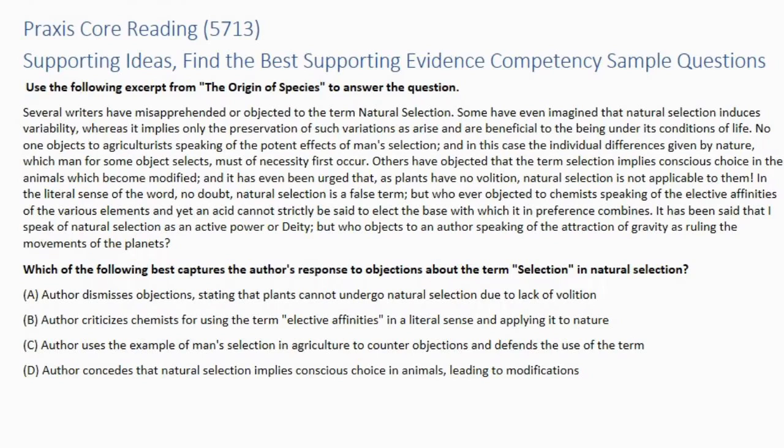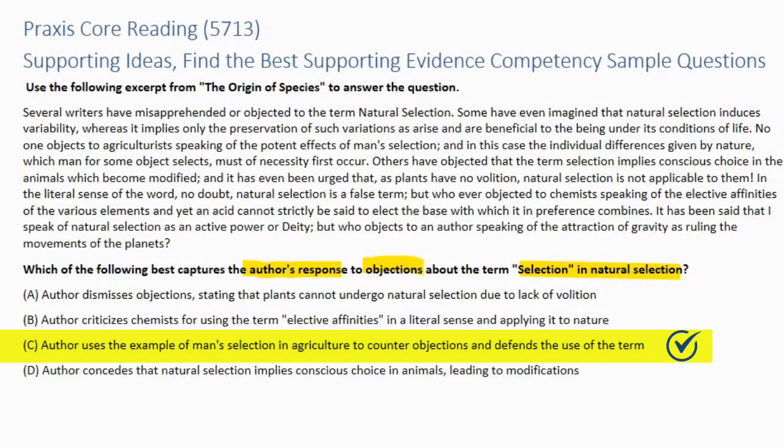Let's be sure to go back and revisit the question so we're clear on what it is that we're answering. We want to find out what best captures the author's response to objections about the term selection when it comes to natural selection. So that's what we want to keep in mind as we're looking at these answer choices. Well, the correct answer choice is answer C, and here's why.